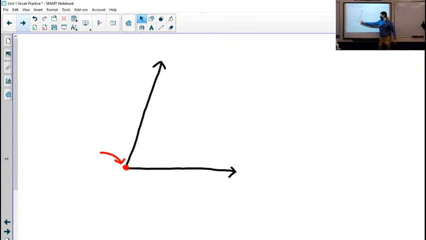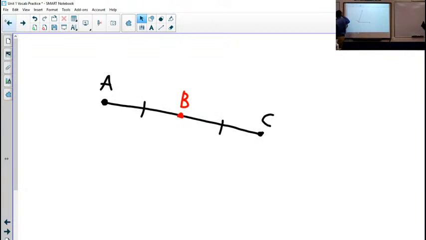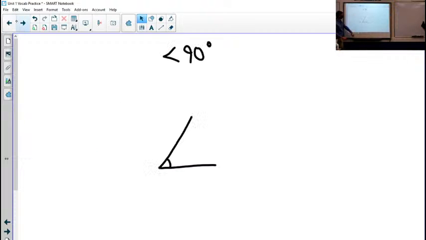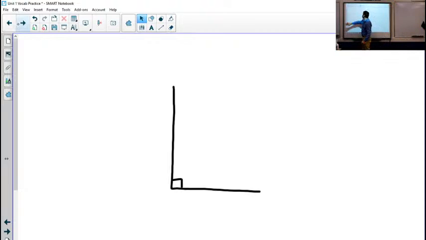So this point was called the, say it again? Vertex. And then what was this point? Midpoint. Okay, moving on. Angle less than 90. Acute. And remember my memory trick for you was that acute is a cute little angle, so it's small. Right angle, just right at 90 degrees. Okay, we use that little box to mark the right angles.